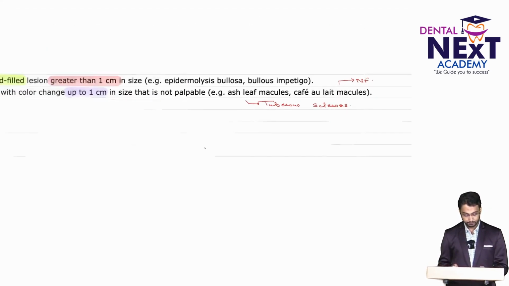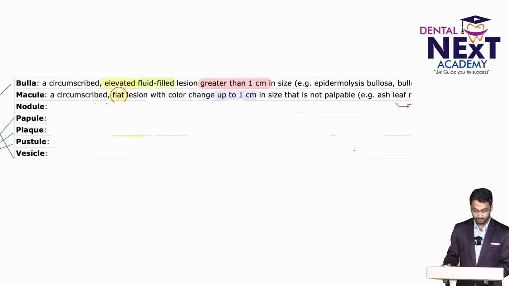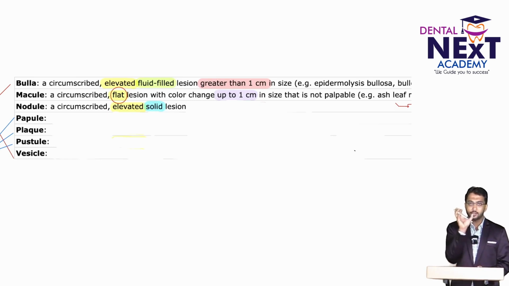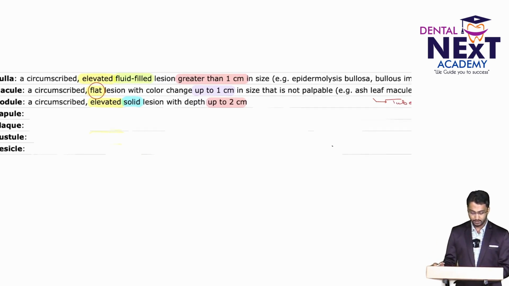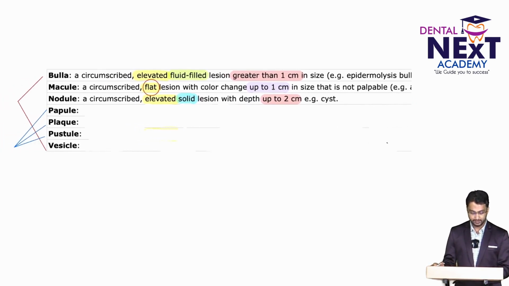So we studied one which is elevated, fluid filled, greater than or less than 1 centimeter. Now we saw flat macules, flat lesions. Nodules are well circumscribed and elevated. They are solid lesions, not fluid filled. If it is fluid filled, it can be either vesicle or bullae, depending upon the size. If it is a solid, elevated lesion, it is going to be a nodule, up to 2 centimeters, very big now. Example, a cyst can be a nodule.